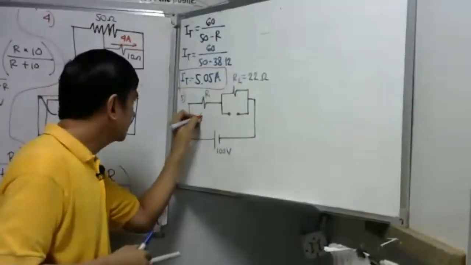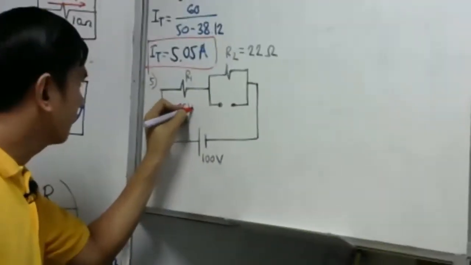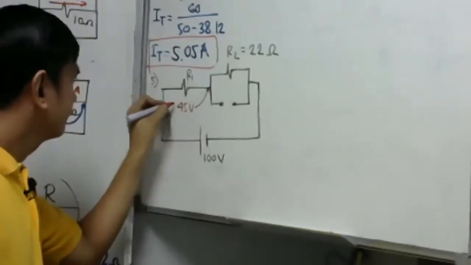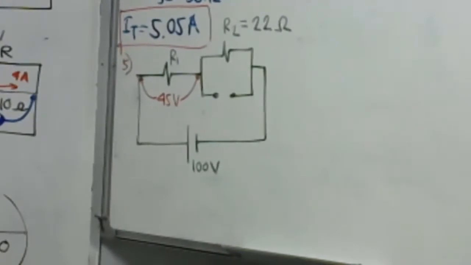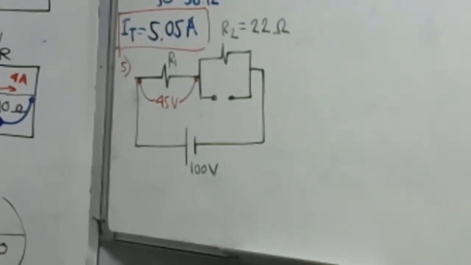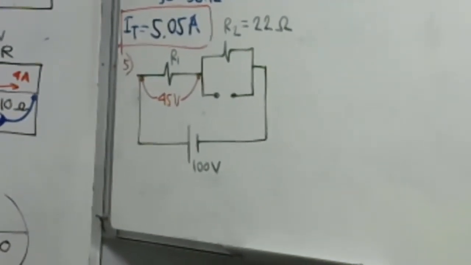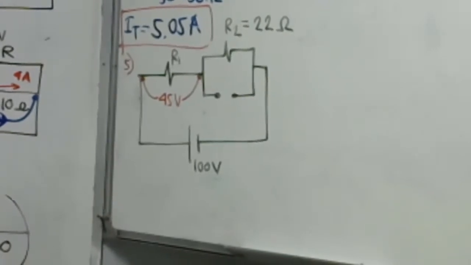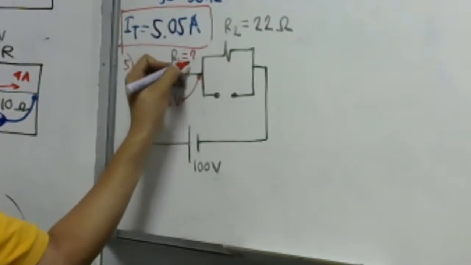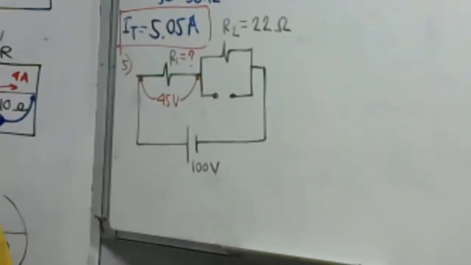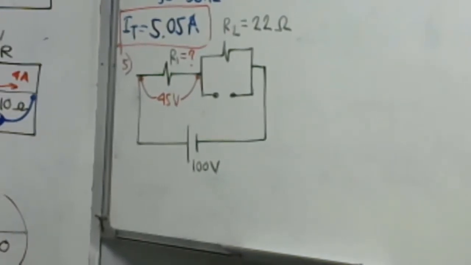Meaning there is a 45 volts here. Okay? That is 45 volts. Find the value of R1. So, this is the question. Okay? So, that is the question in this problem.